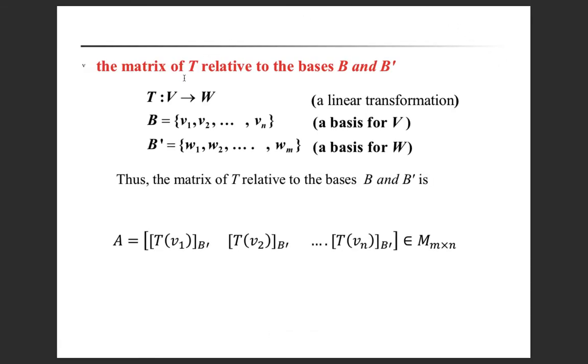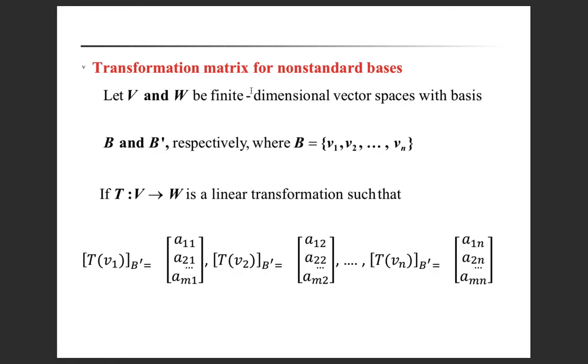The matrix of T relative to the bases B and B dash may be written as [T(v1)]B dash, [T(v2)]B dash, ..., [T(vn)]B dash, which is nothing but an m by n matrix, where B is given to be v1, v2, ..., vn, a basis for vector space V, and B dash is equal to w1, w2, ..., wm, a basis for vector space W. The transformation matrix for non-standard basis. Till now we had calculated for standard basis.